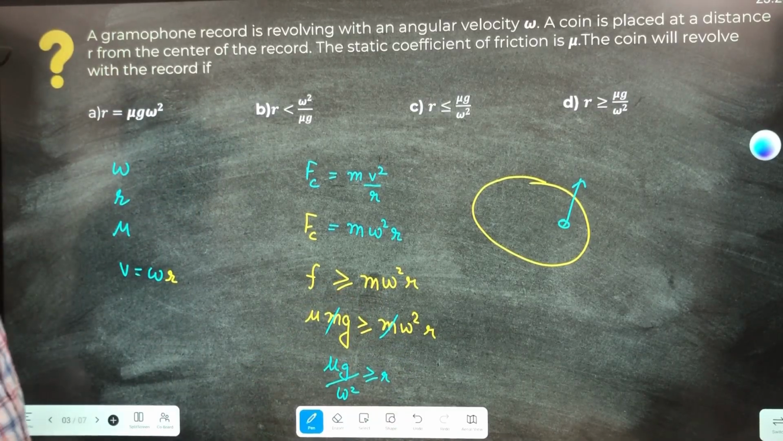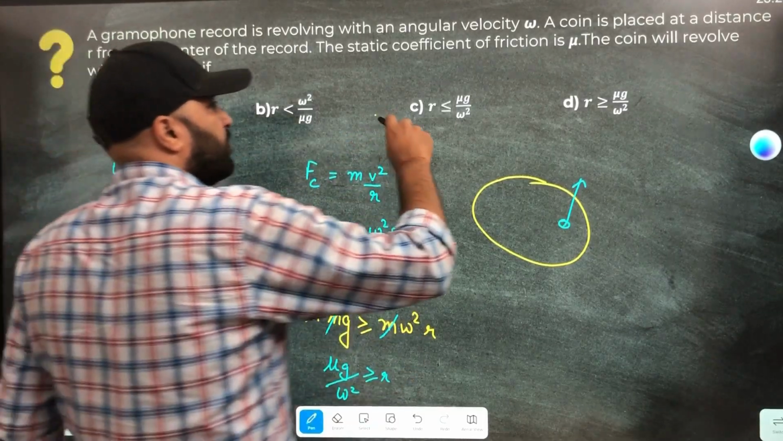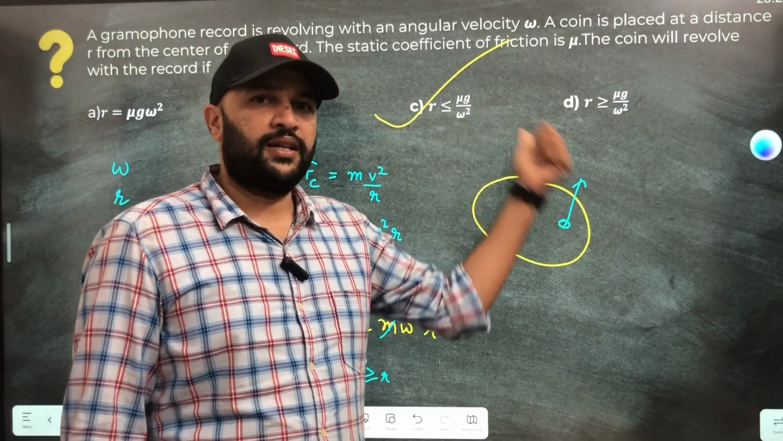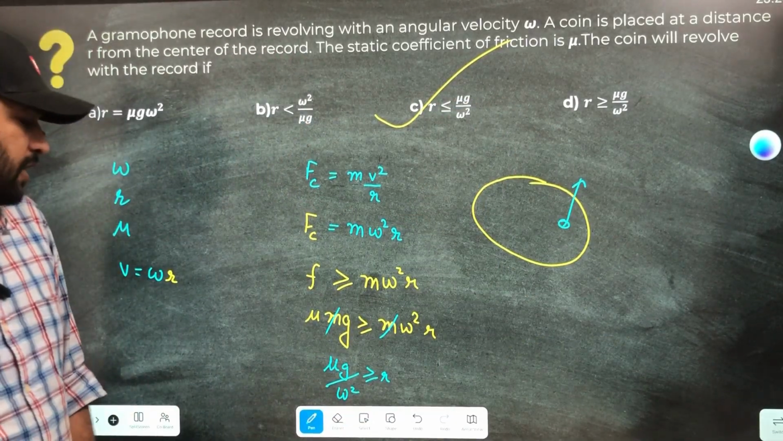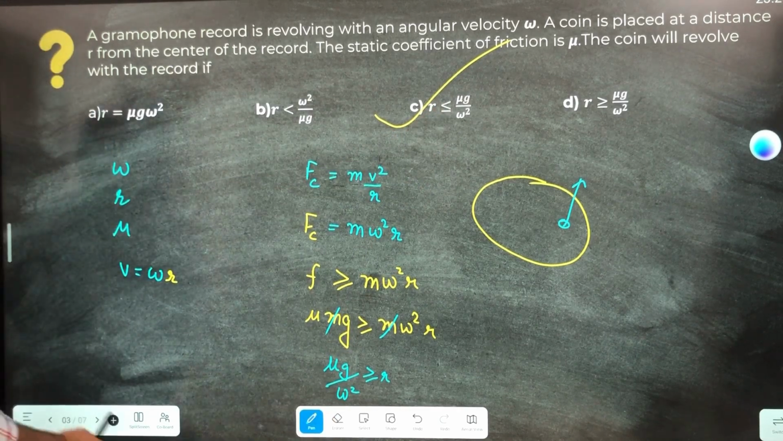Let's see which expression is true here. So mu g upon omega square is greater than or equal to r. Be very careful with option C and D. Look at the greater than or equal to sign, that will help you a lot. So r is less than or equal to mu g by omega square, which satisfies option C. Let's see the next question.